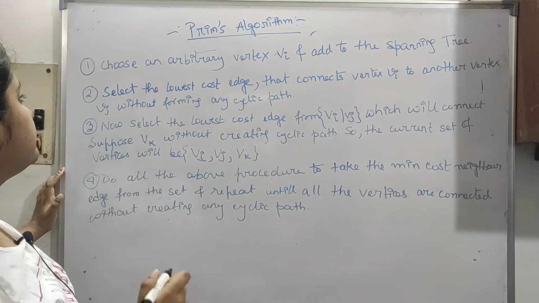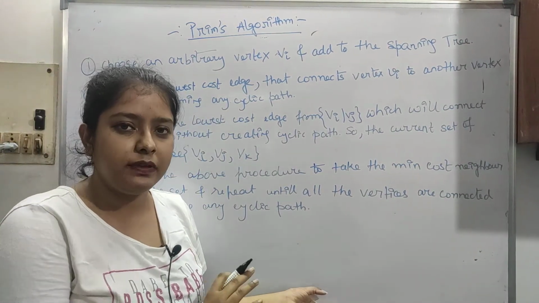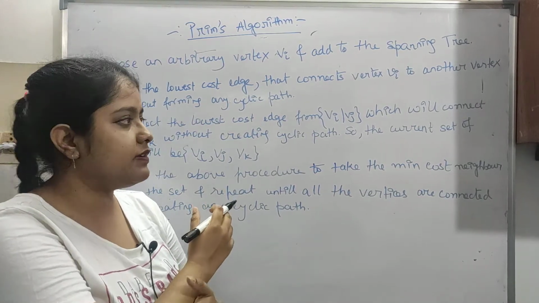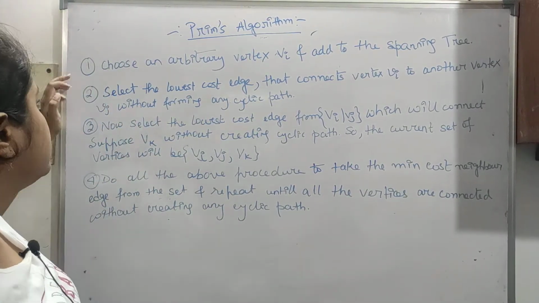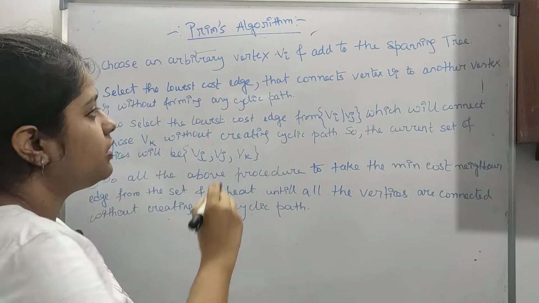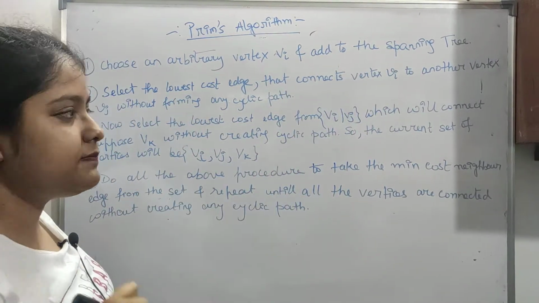So now let's see. I will just read it out. Maybe it will not make sense now, but when we do questions, this will all fall into place. So choose an arbitrary vertex. There will be a weighted graph, so choose any vertex and add that vertex to the spanning tree.